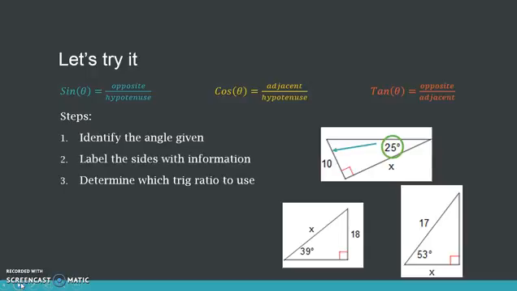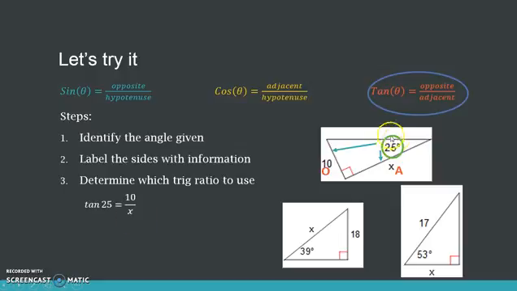So the one across from it is the opposite side. The one next to is the adjacent side. And this time there's no information for the hypotenuse, so we're not going to label it, because now we determine which trig ratio to use. Well, the one that uses opposite and adjacent is tangent. So we're going to use tangent to solve this problem.